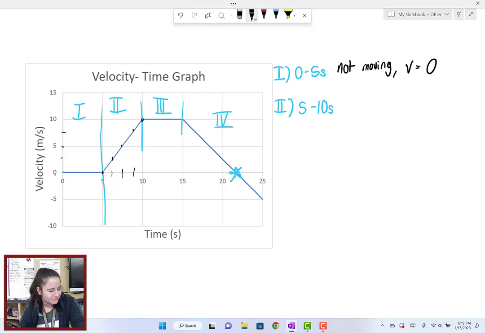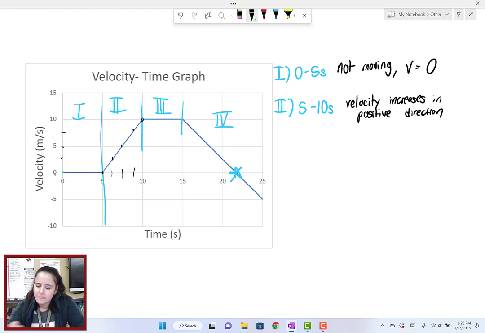What would you call that? You call it speeding up. Its velocity is increasing. The object speeds up in the positive direction. It's a positive velocity, so it's going in the positive direction. But it's increasing, it's speeding up. So one of the things that we always do for a graph is we talk about the slope. So let's think about what the slope of this graph would be.